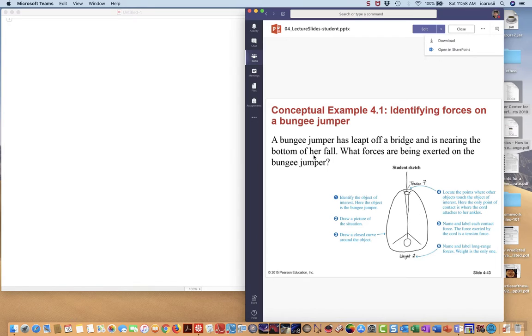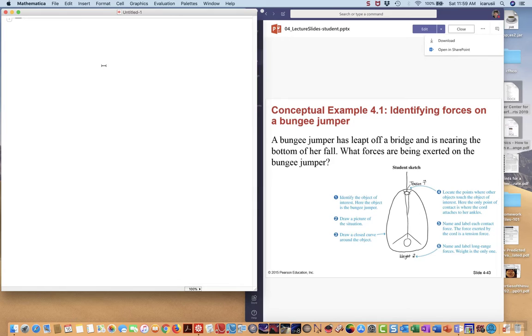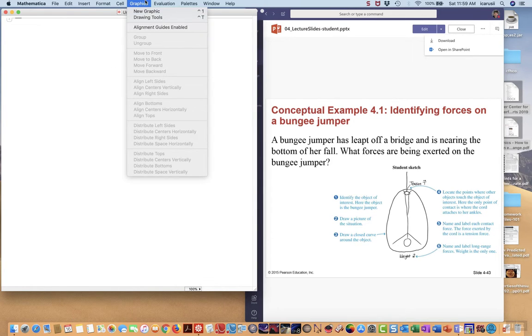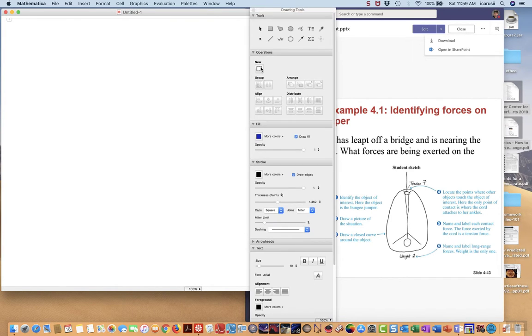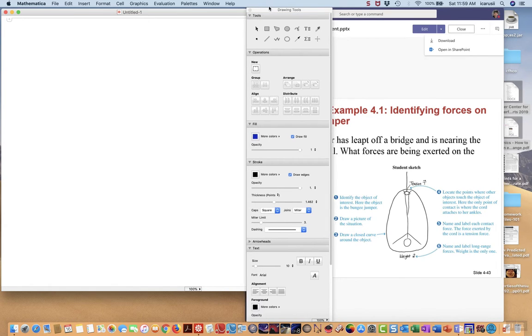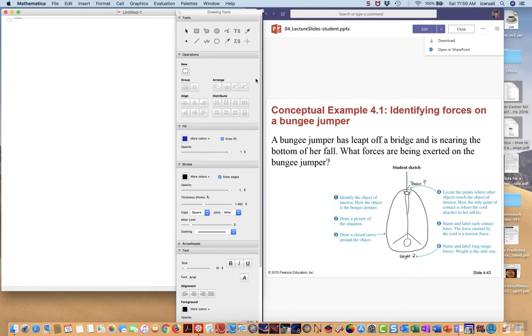So here's a conceptual example. You remember your friend the bungee jumper? Here's the bungee jumper, who has leapt off a bridge and is nearing the bottom of her fall. What forces are being exerted on the bungee jumper? Okay, so I'm using a program called Mathematica, and I'm going to use that for this particular thing since it allows me to set this up. The sketch is here with the tension and the weight and all that other good stuff.